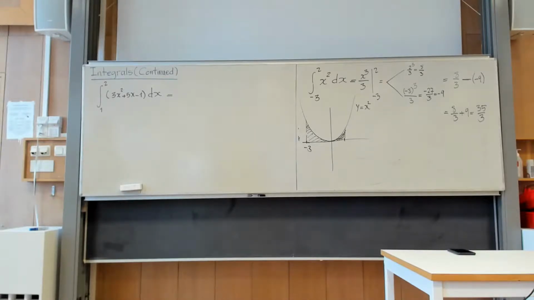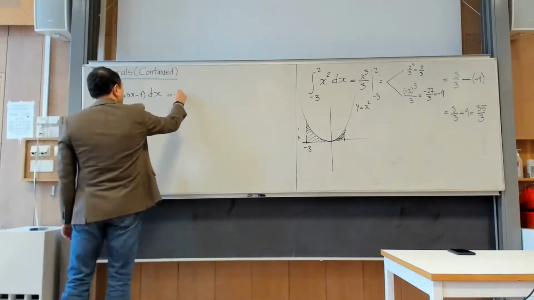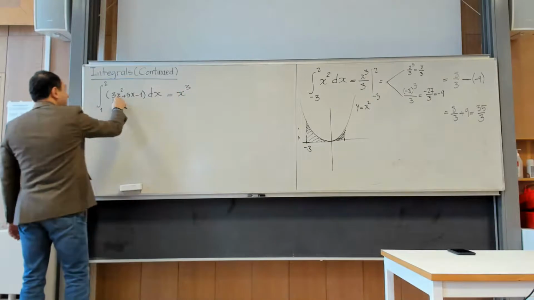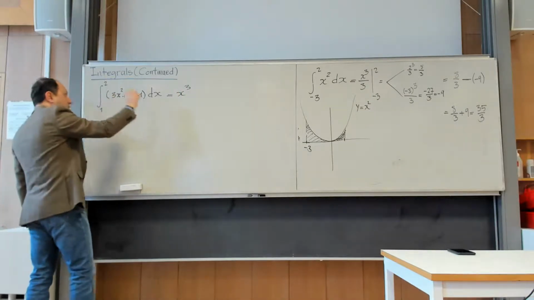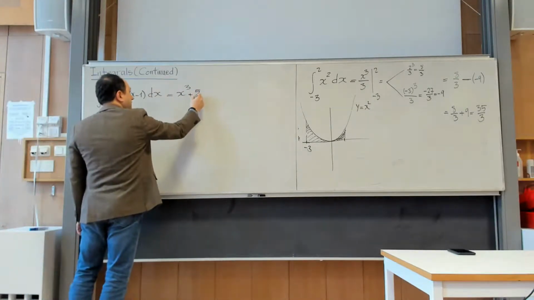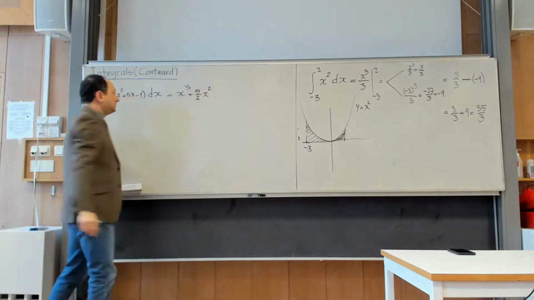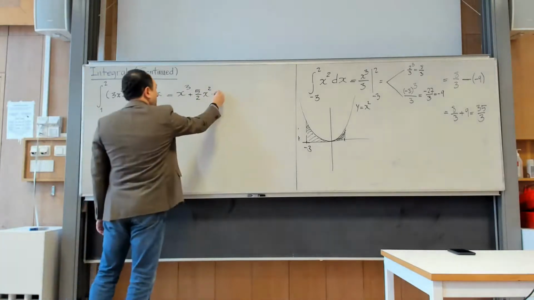Yes, please. X to the power of 3 plus 5 over 2 times X to the power of 3, very good, because you actually cancel the 3 coming out with that 3, very good. 5 over 2x squared, thank you. And then the last one? Minus x. Minus x. Okay.